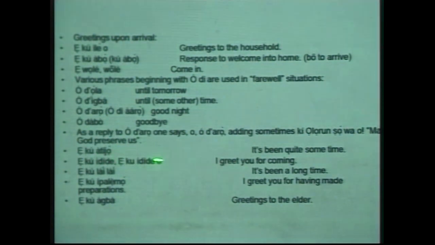Eku atijo. It's been quite some time. Eku idide. Eku idide o. I greet you for coming. Eku lai lai. It's been a long time. Eku ipalemo. I greet you for having made preparations. Eku agba. Greetings to the elder.